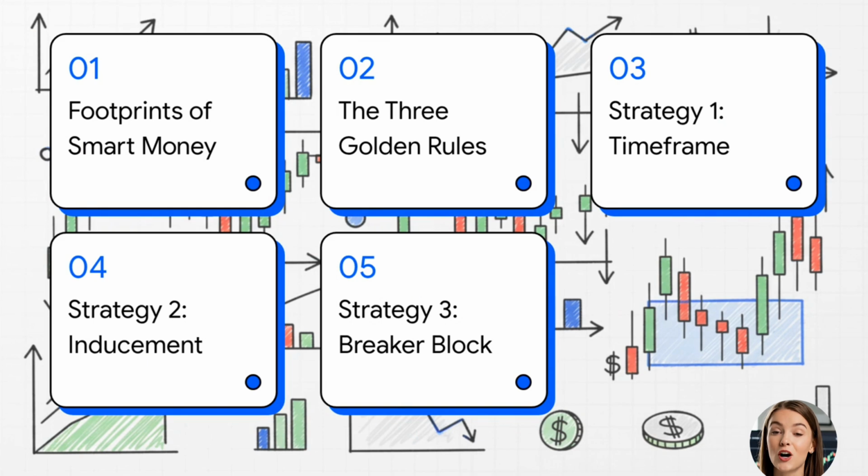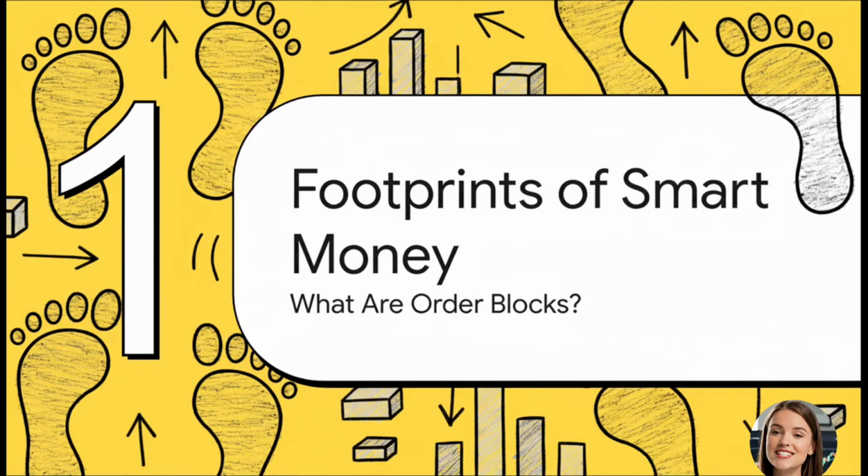So here's our game plan. We're going to start with what these things actually are. Then we'll get into the 3 golden rules. These are non-negotiable for finding a valid order block. And finally, the best part. I'll walk you through 3 awesome strategies that you can start playing with today. Okay, let's jump right in.